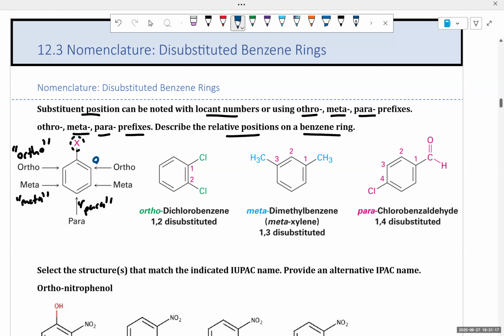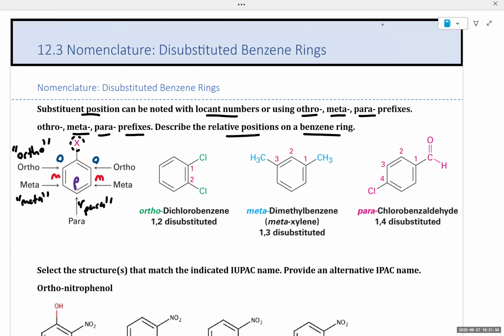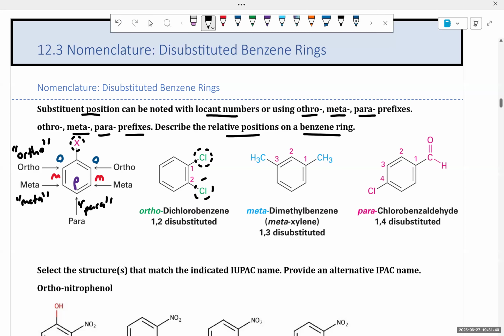So you can think of it as adjacent is ortho, 2 carbons away is meta, and on opposite sides of the ring are para. So for example, if we have a disubstituted benzene ring with chlorine groups at the 1 and 2 position, this could be named as 1,2-dichlorobenzene, or because the 2 groups are adjacent, this would be ortho-dichlorobenzene.